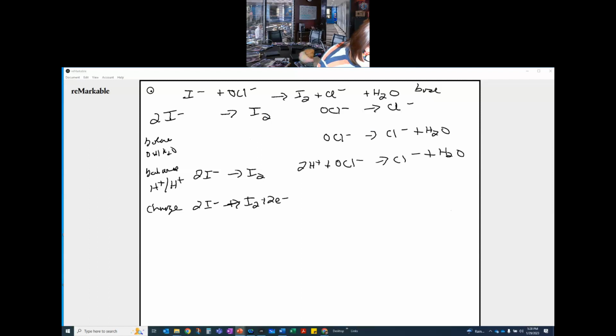We have 2 H plus and an OCl minus. We have a negative here and a negative here. We've added those 2 H pluses. So we need 2e minus plus 2 H plus and an OCl minus goes to Cl minus plus H2O. 2 electrons, 2 electrons.